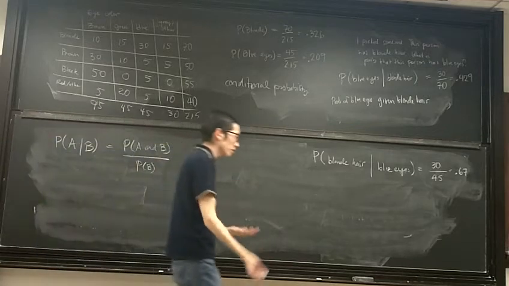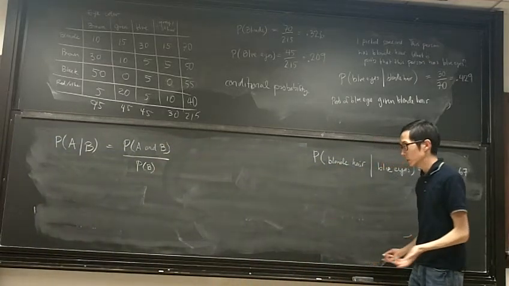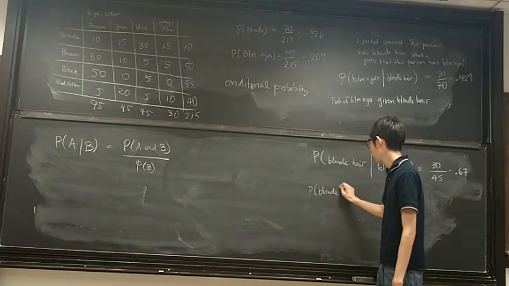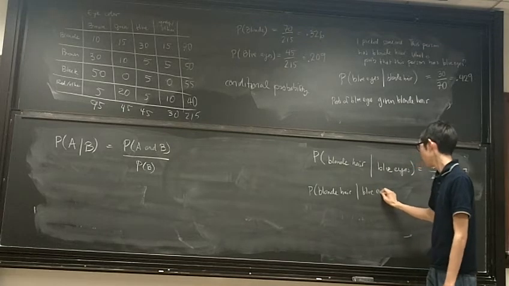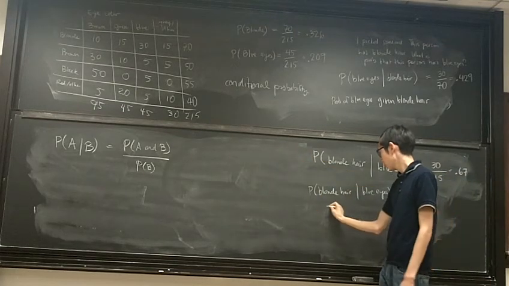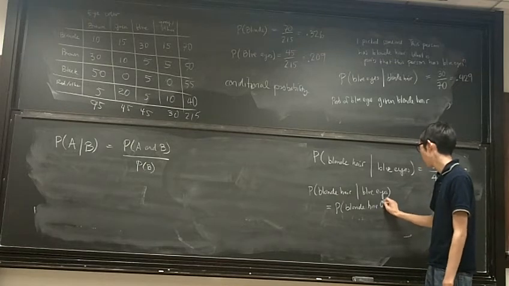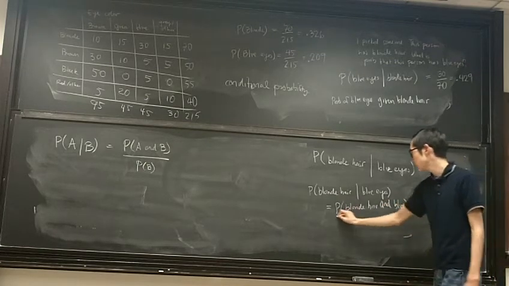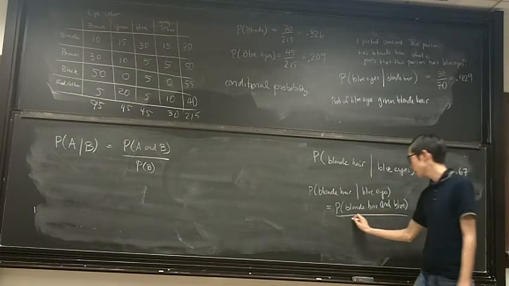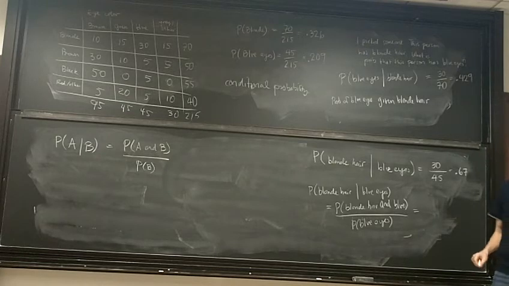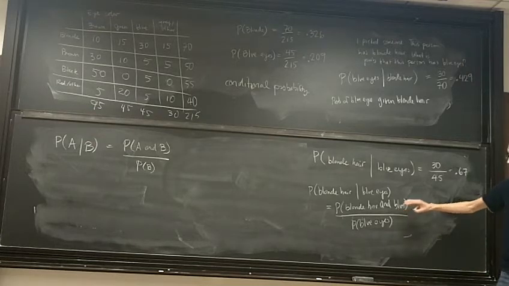And I think you guys kind of did this already in your head without making them probabilities. So for example, the probability of blonde hair given blue eyes, just using this notation, is basically the probability that someone has blonde hair and blue eyes divided by the probability that someone has blue eyes. Alright, what's the probability that someone has blonde hair and blue eyes? A probability. Not how many, but what's the probability?